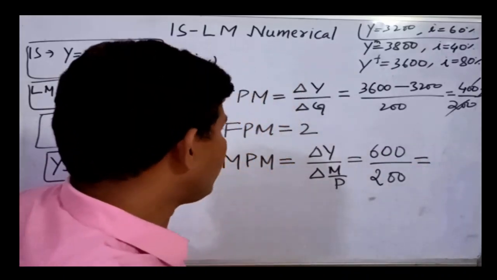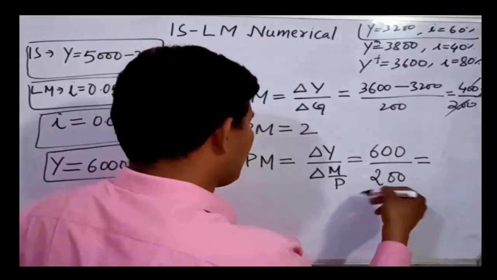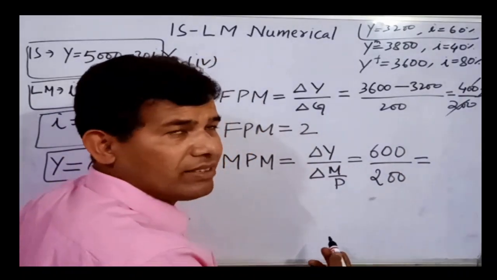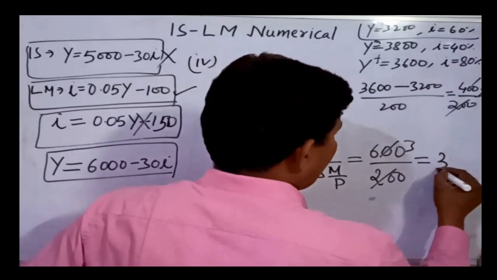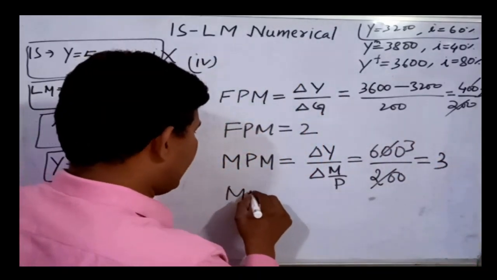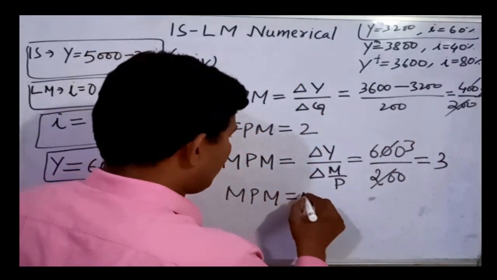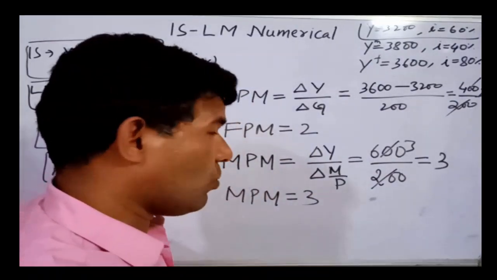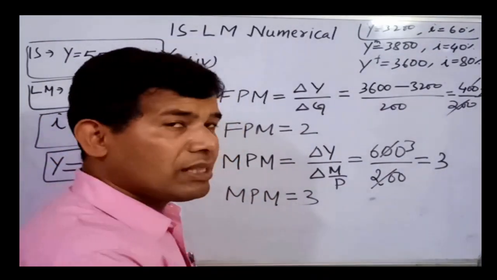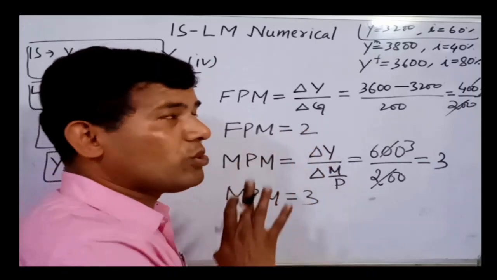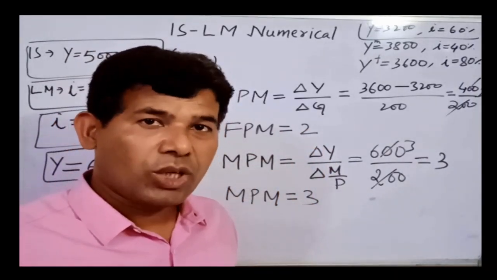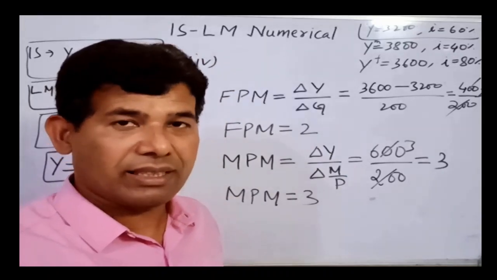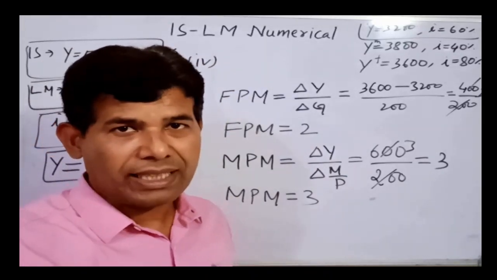So how many times does your income rise due to the rise in real money supply? 3 times, so you get 3. So the monetary policy multiplier is equal to 3. Now what do we find? That the monetary policy multiplier is more effective as compared to the fiscal policy multiplier. In such a situation, it is always advisable to use monetary policy rather than fiscal policy.